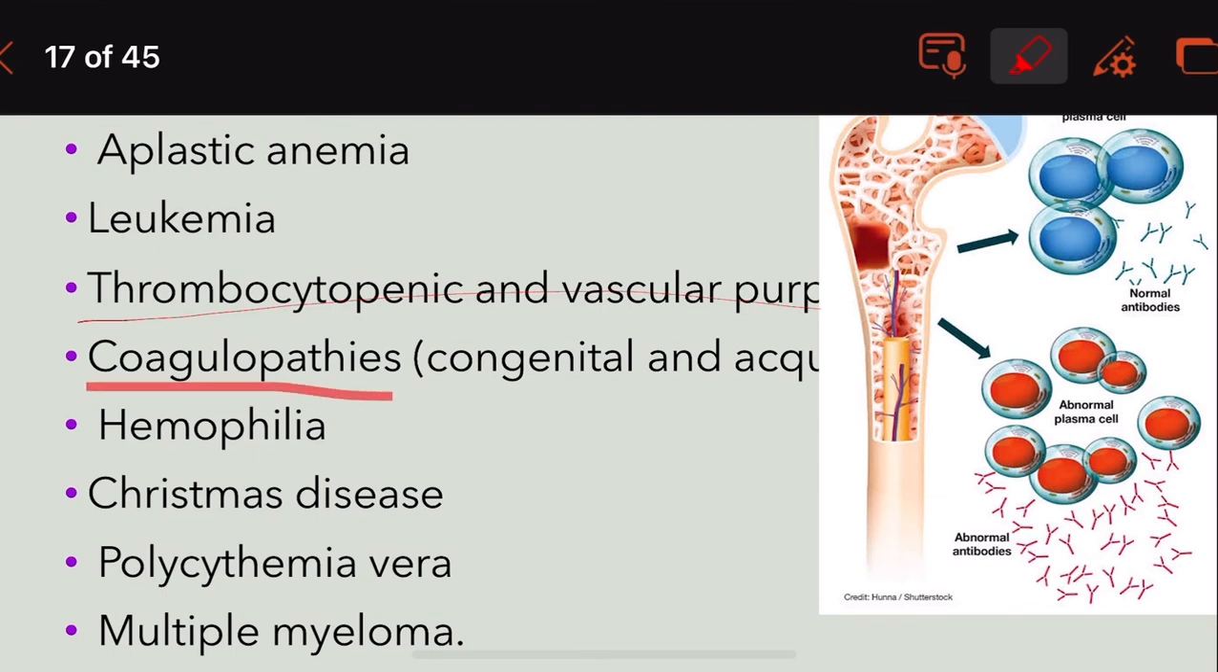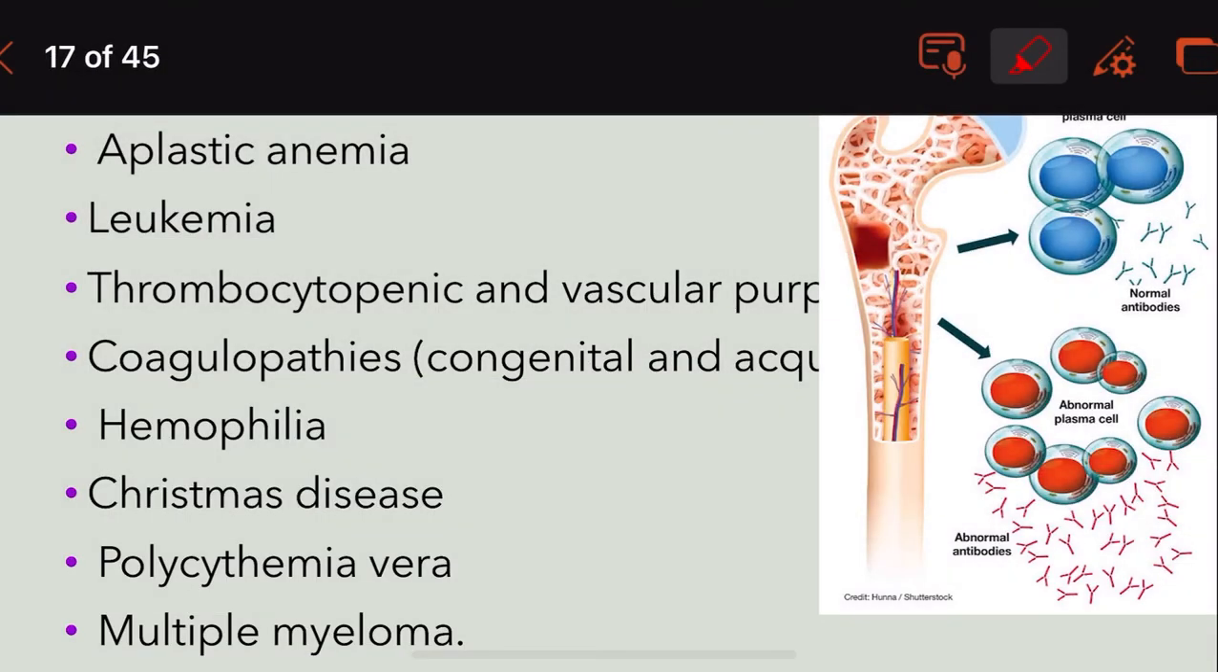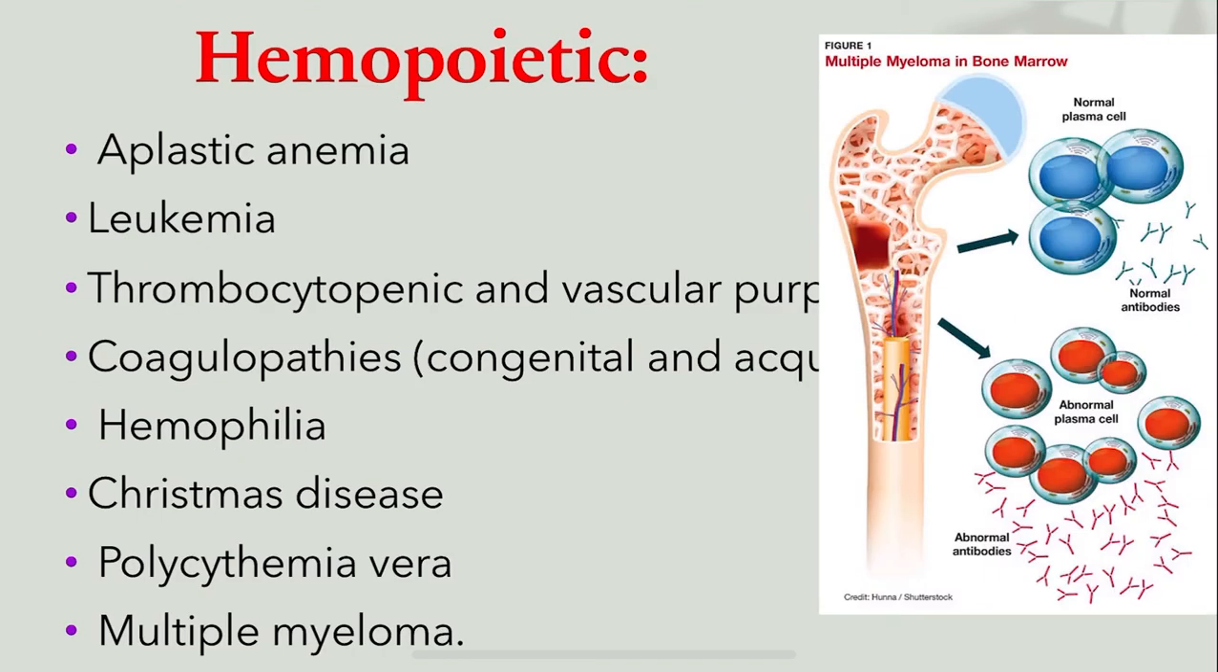Coagulopathies. What are those coagulopathies? Those are nothing but they have some problem in the clotting. Okay. And then hemophilia. Hemophilia, it is an inherited disorder in which the clotting process is affected. Then Christmas disease. Here something peculiar they are saying, Christmas disease. The Christmas disease is also popularly known as hemophilia B. Okay.